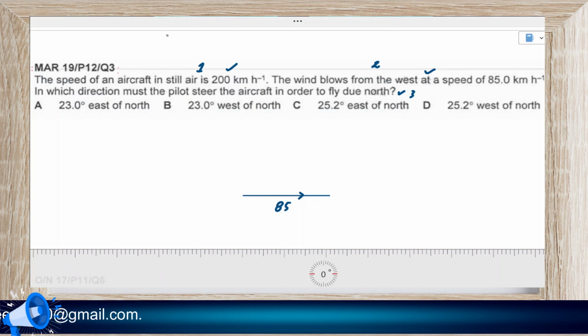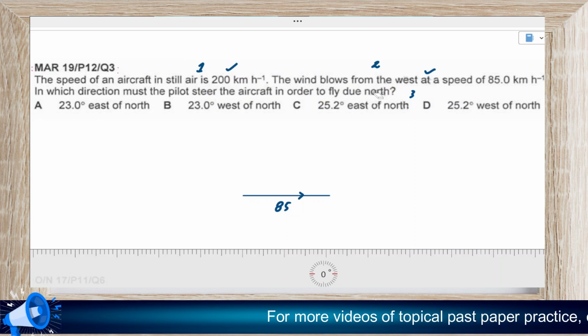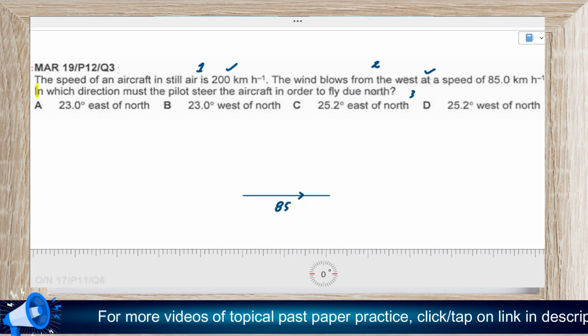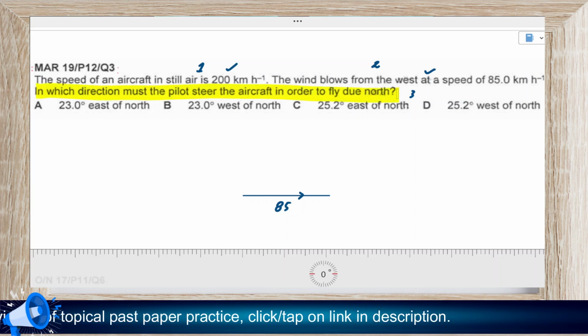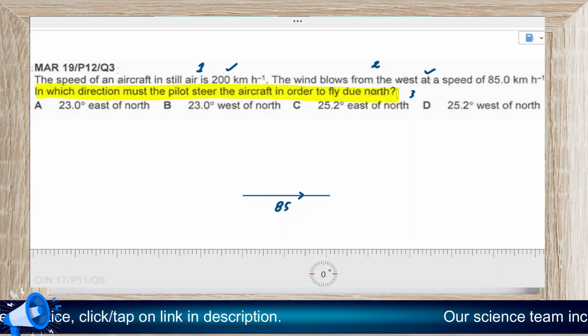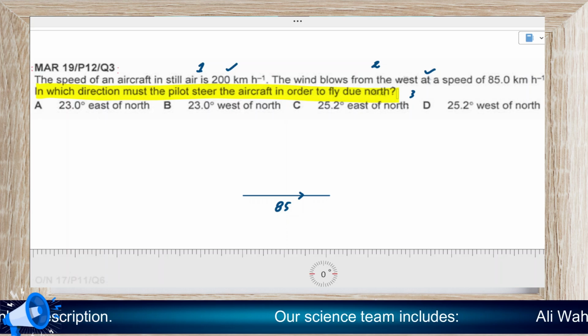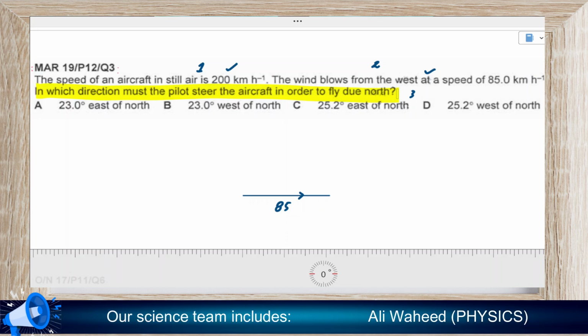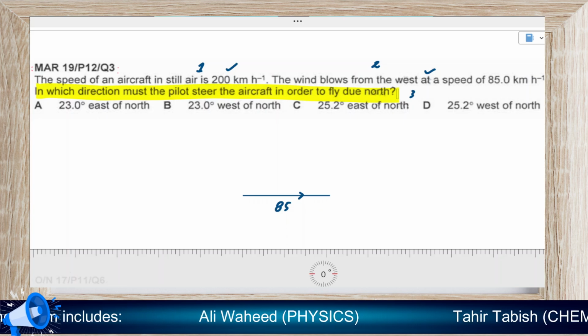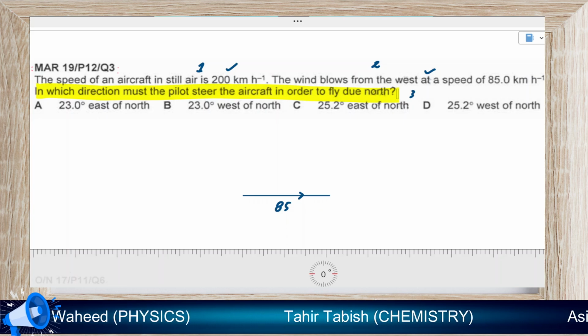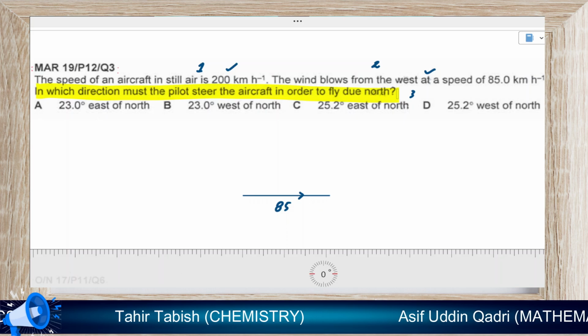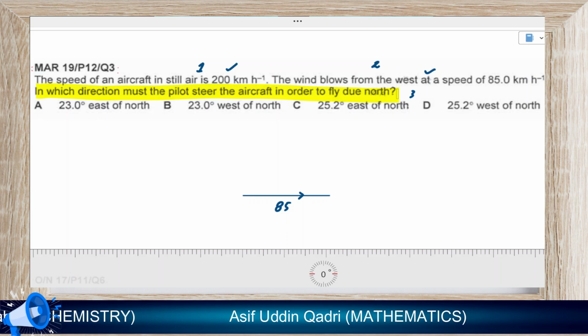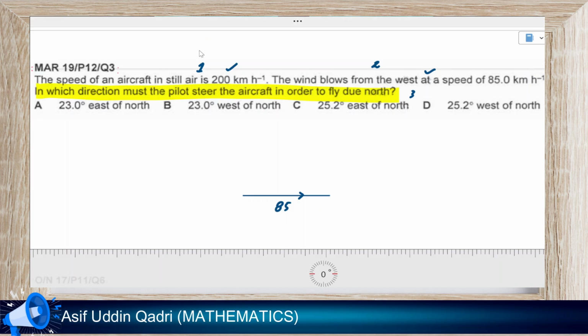How do we know this is the resultant vector? Because the aircraft has to fly towards north. Due north means it has to fly towards north. So whatever the direction of the wind is, whatever the direction or the speed of the aircraft is, the final velocity has to be towards north, which means the third one is the resultant vector. This is a very important step.